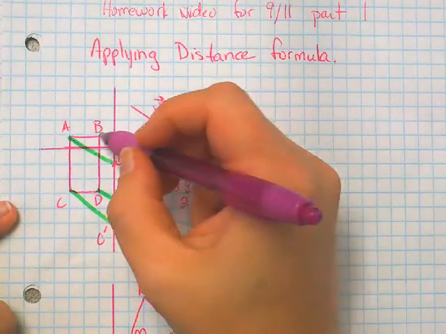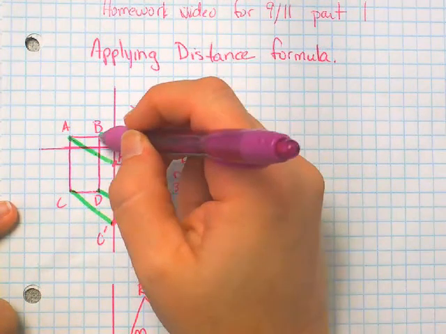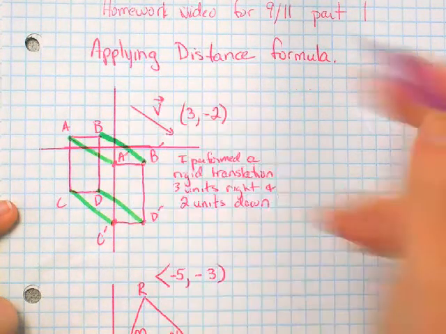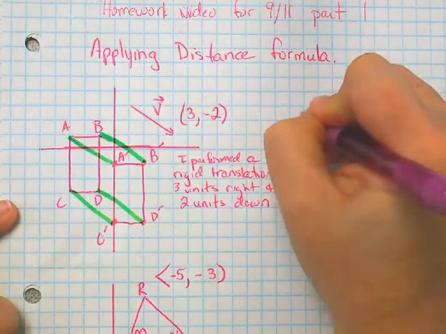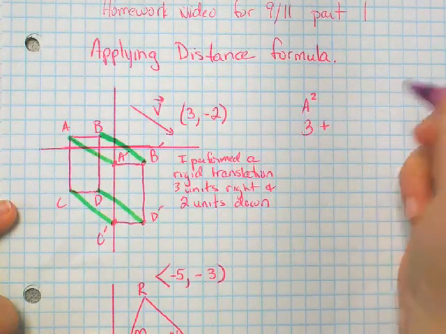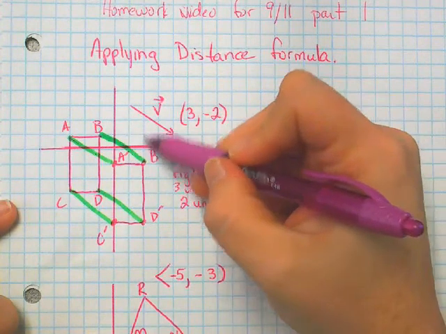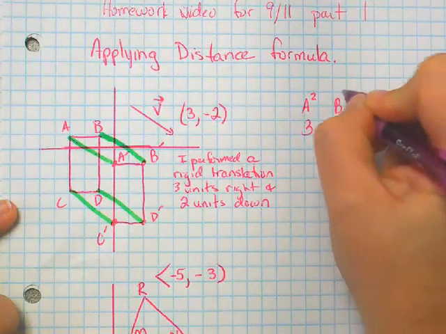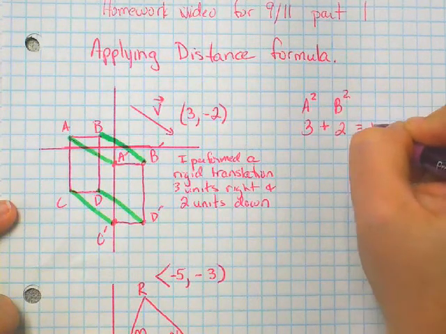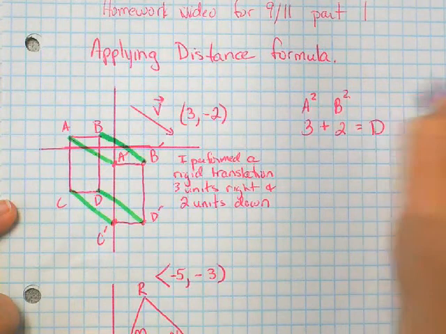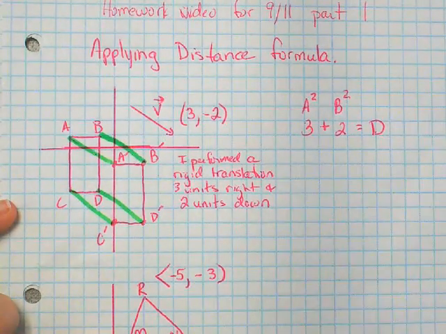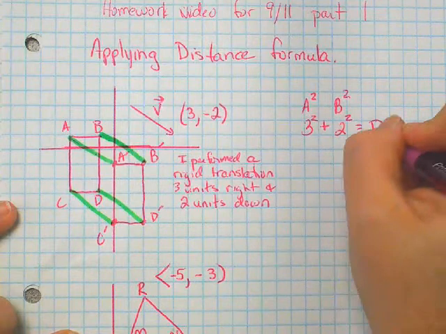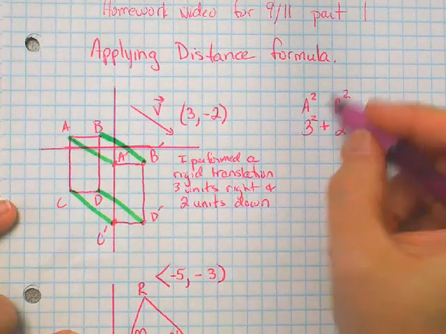So what I'm going to do is I'm going to find the displacement horizontally, 1, 2, 3. That becomes my A value. Then I'm going to find my vertical displacement, 1, 2. That becomes my B value. And I need to find my C value, which I'm going to call D for distance. A squared plus B squared equals my distance.